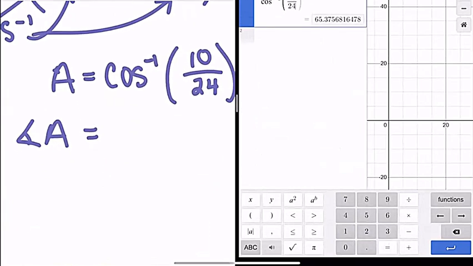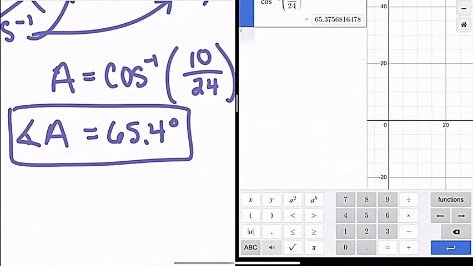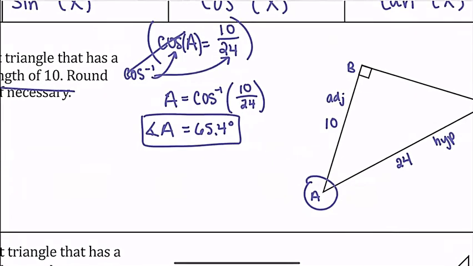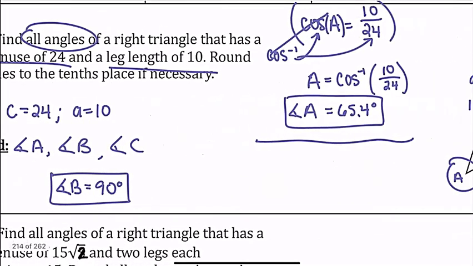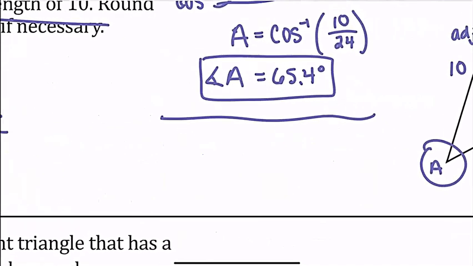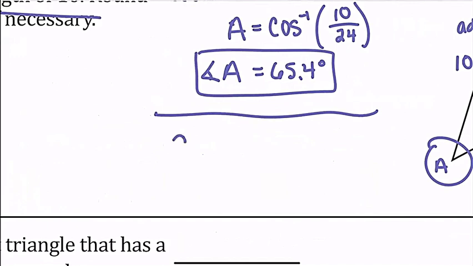And that gets me 65.4 degrees. And there we go. So now I have A, I have B, and I know that A plus B plus C is 180. I also know B is always going to be 90. Well, one of them is going to be 90, not always B. So I know I have 90 left over after I take off B. I'm going to subtract A, and that will give me C.